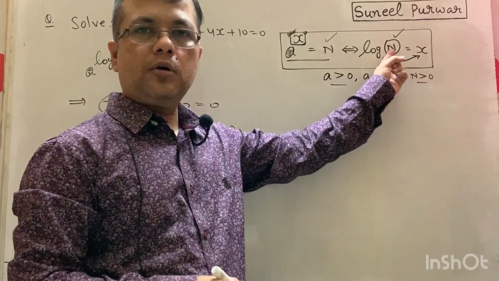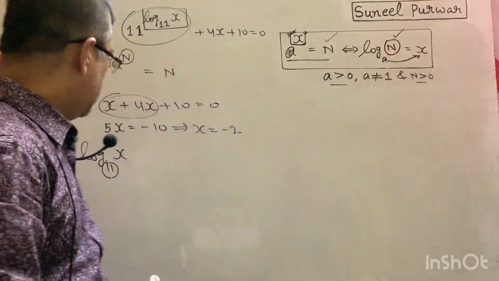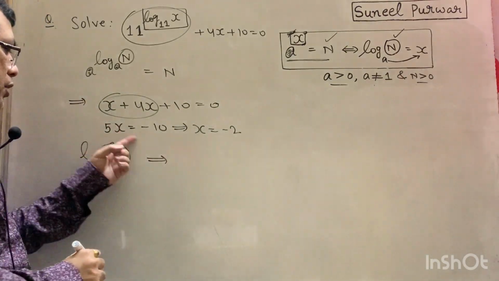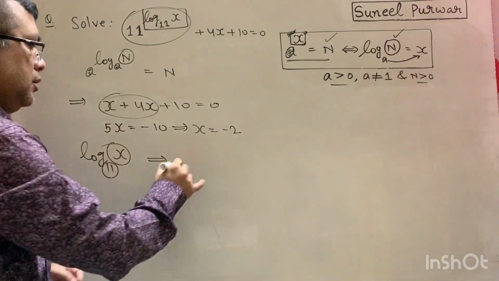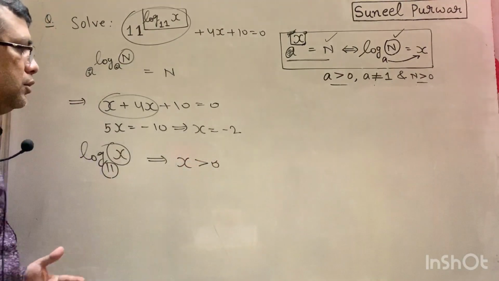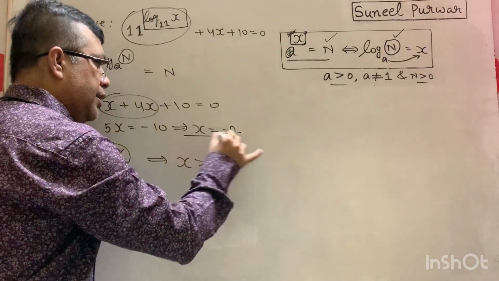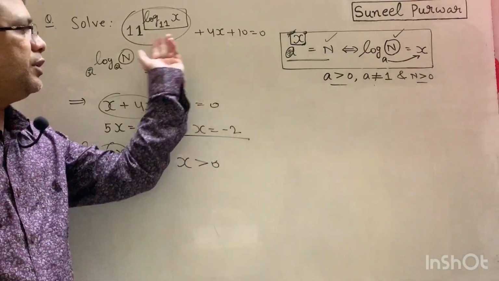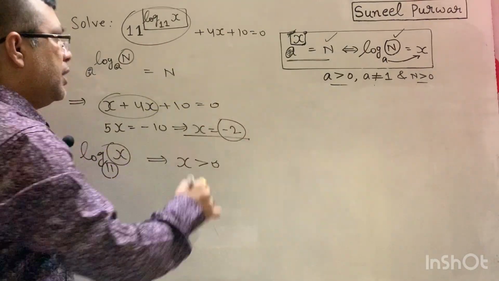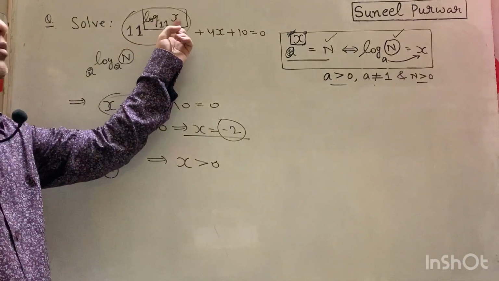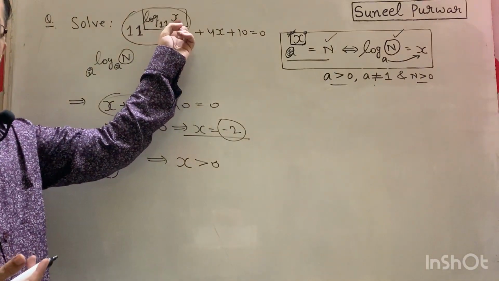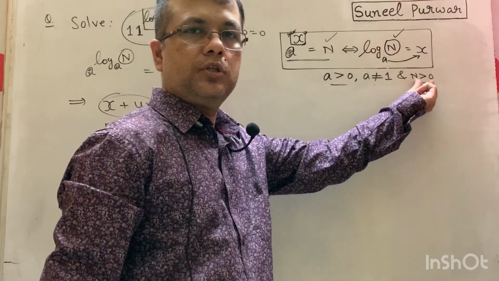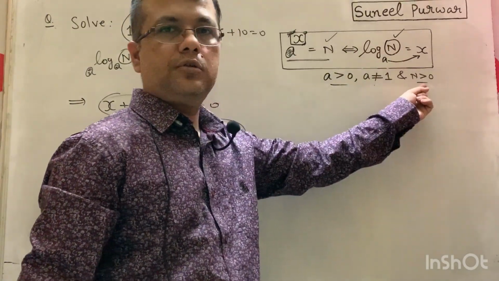The number whose log you take must be positive. So x must be positive. This implies for the logarithm to be defined, x must be positive. So don't say this is your answer. This value can never satisfy the equation, because if you put x equal to minus 2, it will become log of minus 2. Can you take log of negative numbers? No. You can take log only of positive numbers.